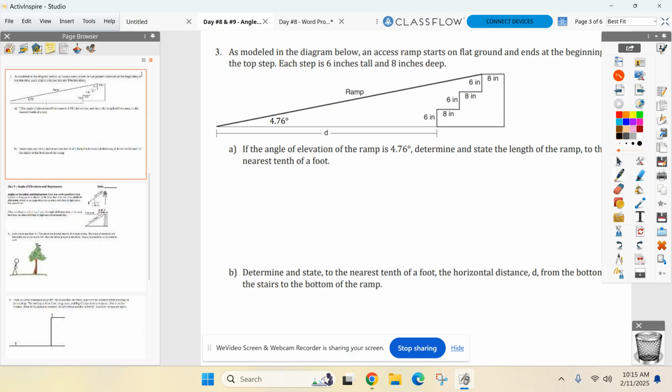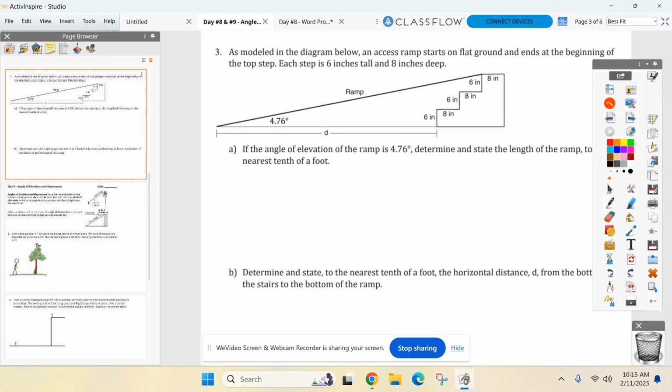All right, right away here, I have this diagram. It's an access ramp. I put in 4.76 degrees down here. First question is, state the length of the ramp to the nearest tenth of a foot. We see the ramp? The ramp is here all the way up there. That's the full length of the ramp, and that's what I'm looking for.